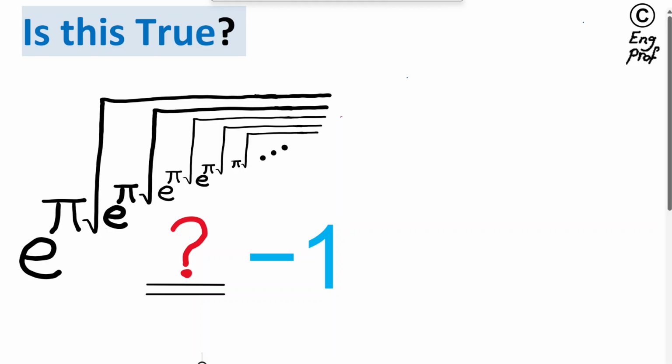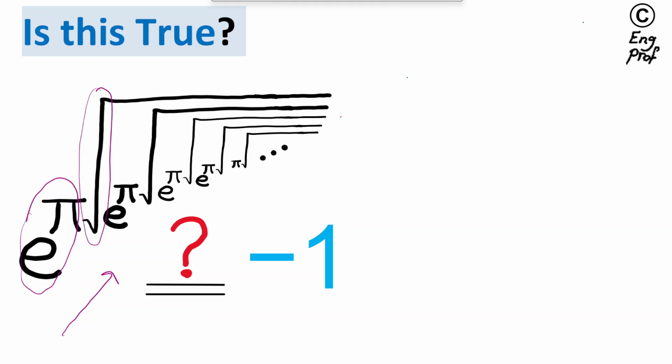Is the equality that is shown here true? Is this equation correct? Can we prove it? As you can see, we have e to the pi, then in the exponent we have pi multiplied by square root of, then the whole thing keeps repeating.